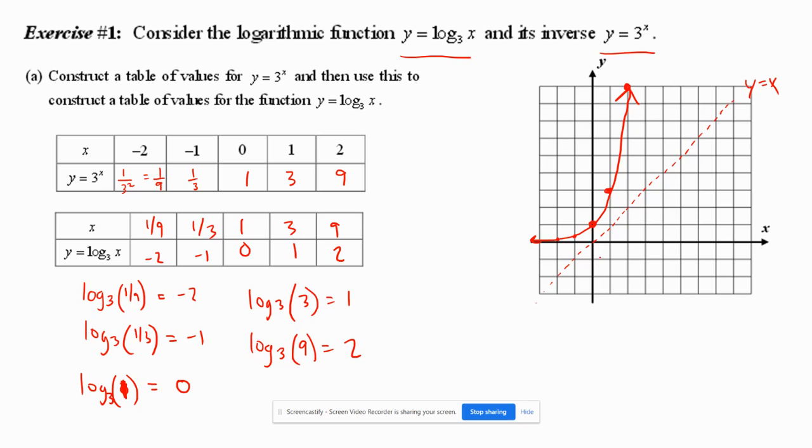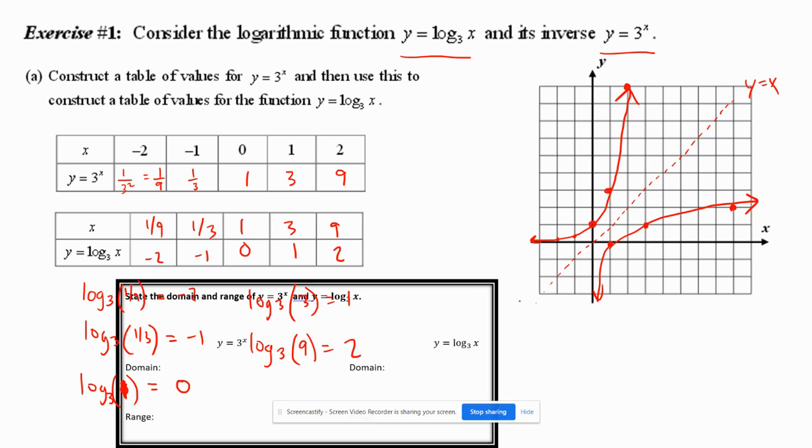Okay, so then we can plot these points. 1, 0, 3, 1, and 9, 2. And we get this symmetry here, like that. All right, so then we're going to talk y-intercept, x-intercept, all that stuff, and domain and range.